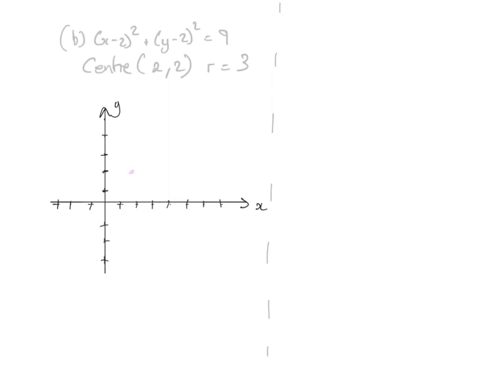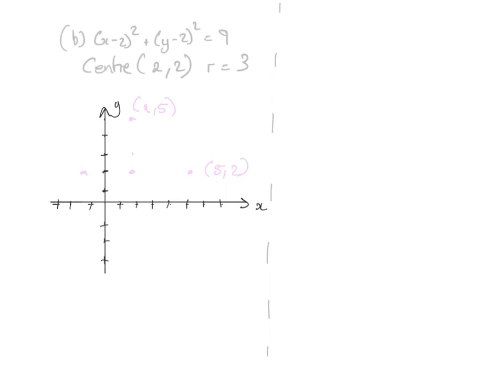So if we go across 3 places from there, we're going to end up at 5. 1, 2, 3, 4, 5. And there's one end of my circle, so that's 5, 2. If we go up 3 places from there, we're going to go up to 2, 5, which would be up here. So x is staying as 2, but my y is changing. If I go back 3 places from here, so 1, 2, 3, I go back to here.